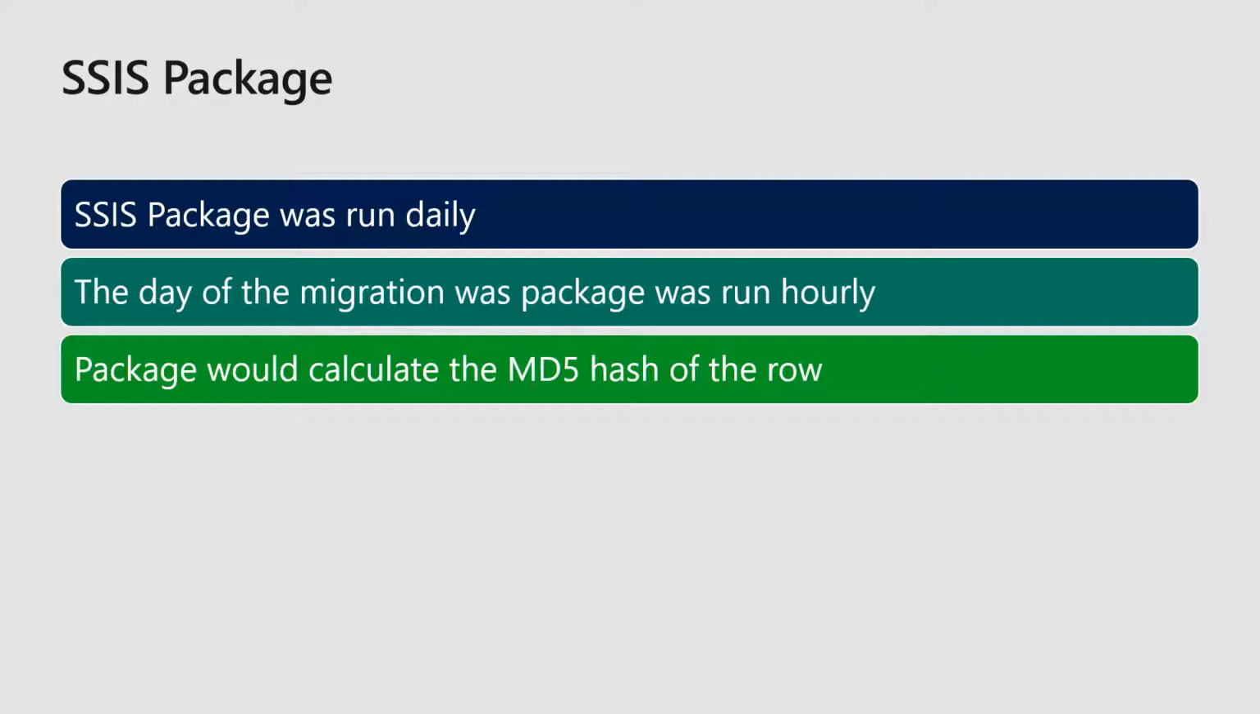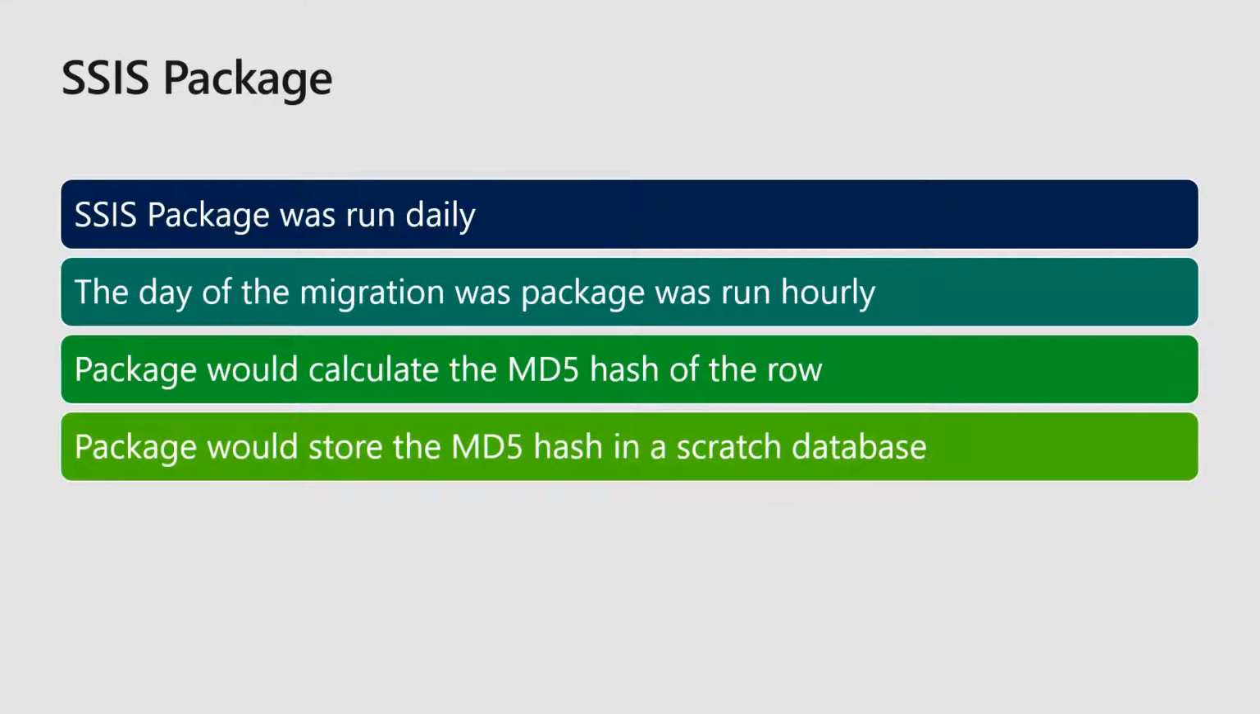What we ended up doing is standing up a Scratch database in the source data center. That Scratch database simply held the primary key of the value that we were dealing with and the MD5 hash of that row. So we could store all those MD5 hashes close to our source system, and we could conveniently run this package in the source environment. We didn't have to drag all this data across the wire and then insert it. We were only dragging across the wire the data that we actually had to insert.